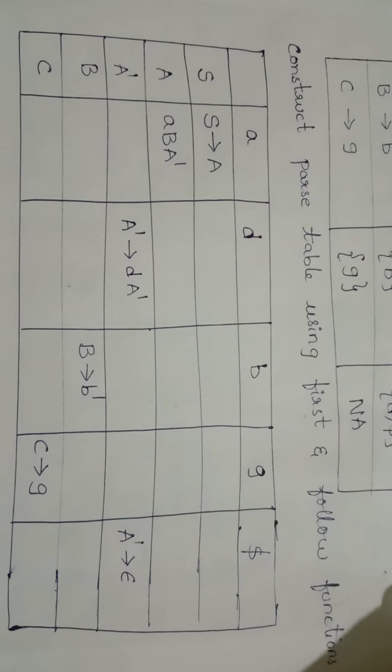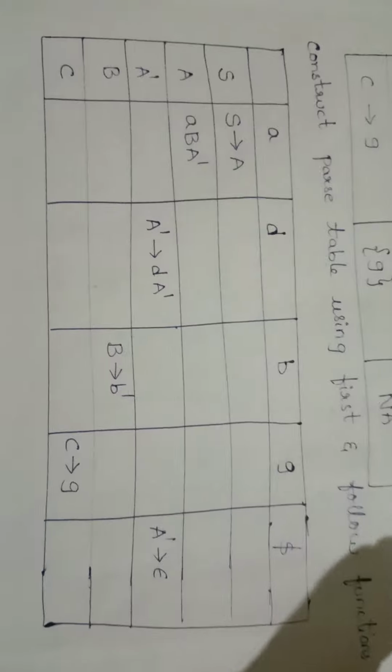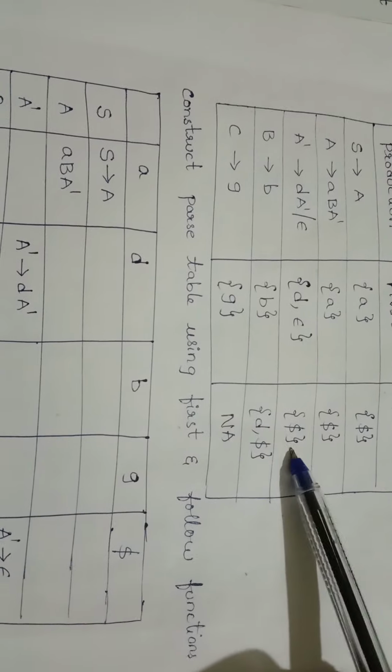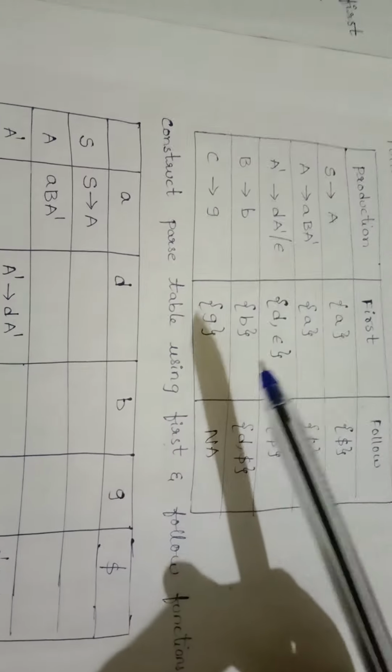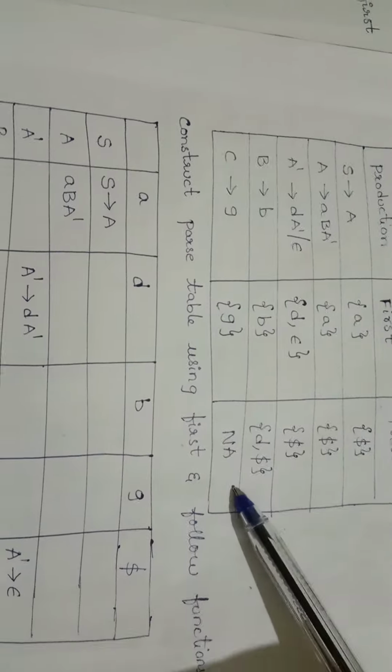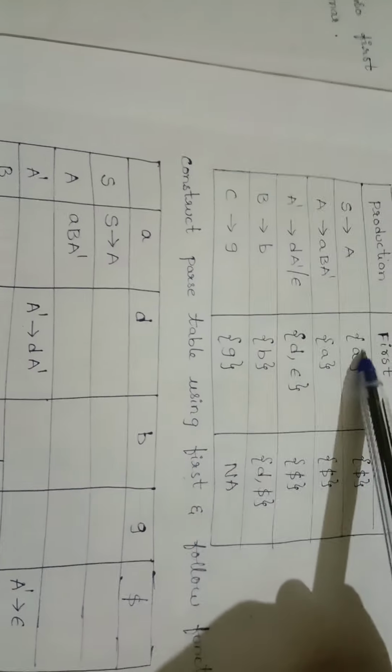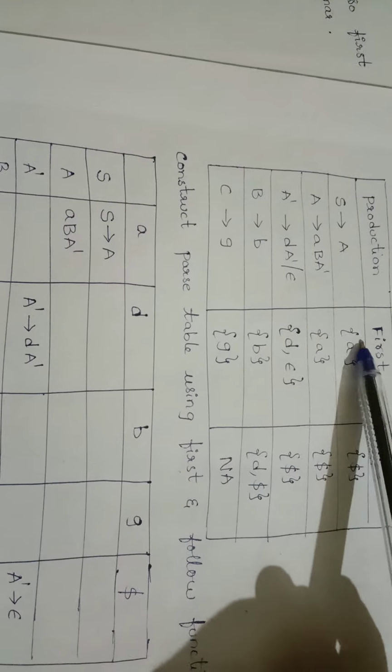There is nothing here. By using this production and the first function, if there is epsilon in the first function, consider the follow function. In the place of that follow function we need to write this production. If there is no epsilon, then no need to consider the follow function. Consider only the first functions and check in place of these terminals, we need to write these productions in the parse table.